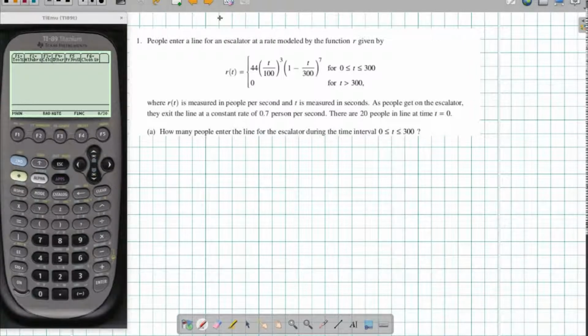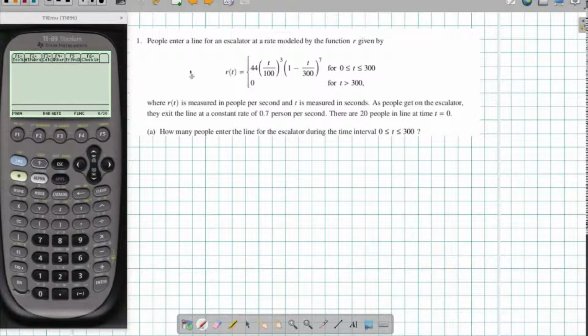As people get on the escalator, they exit the line at a constant rate of 0.7 persons per second. There are 20 people in line at t equals 0, and part A asks: how many people enter the line for the escalator during the time interval 0 less than t less than 300?